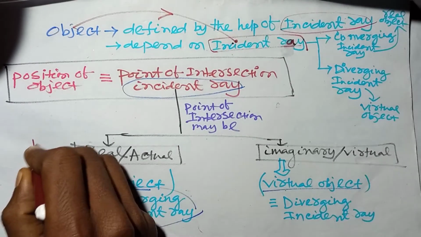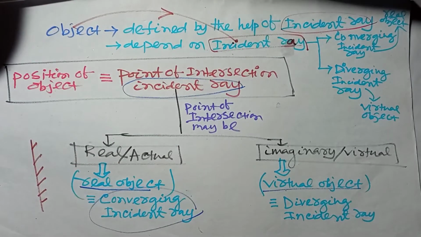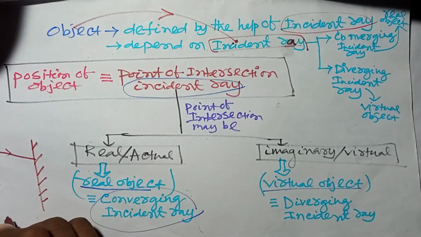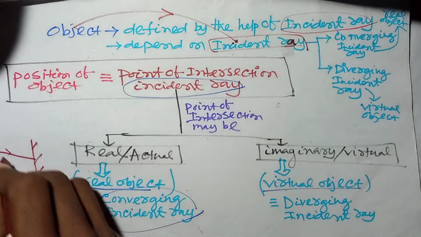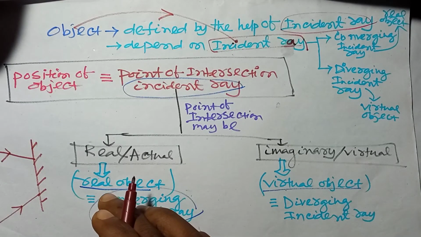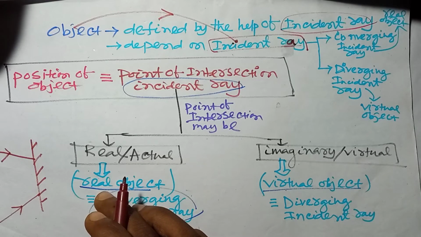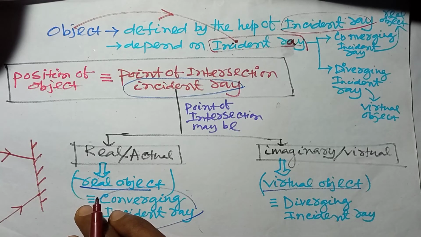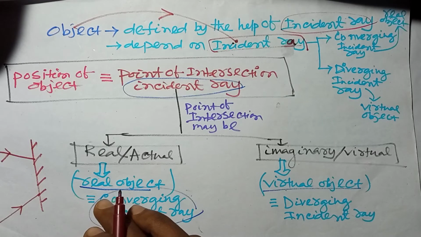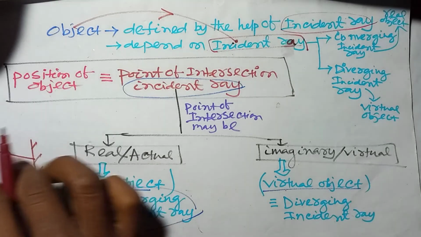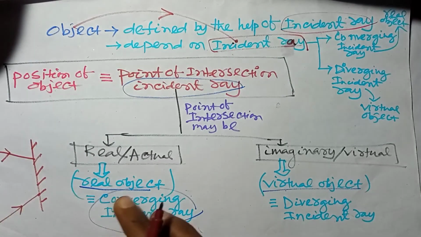Let's say this is a mirror and these are two incident rays. Now how to identify incident ray? To identify the incident ray, you have to focus on the direction of arrow, whether the direction of arrow is towards the optical device or away from the optical device. Here as you can see, the direction of arrow is towards the optical device. So these are two incident rays.